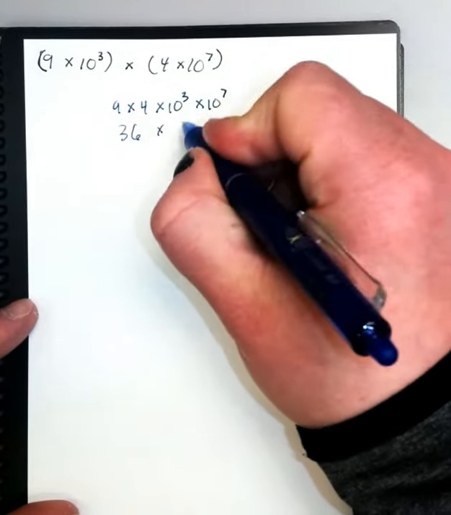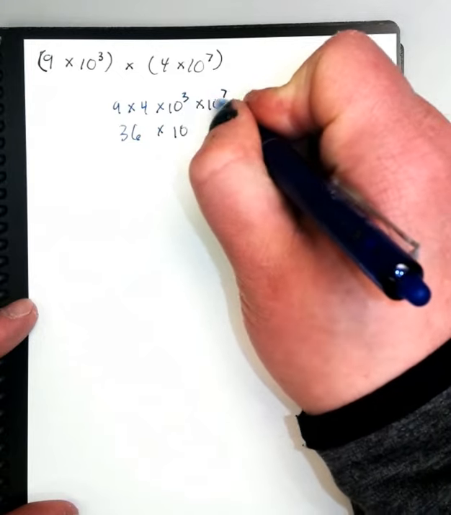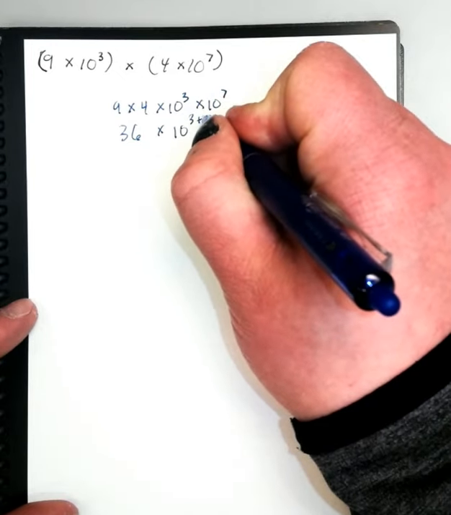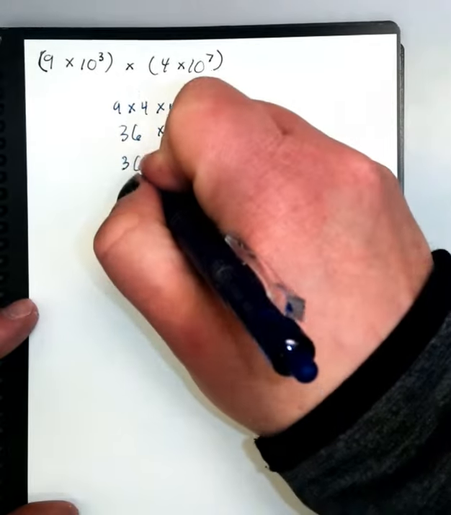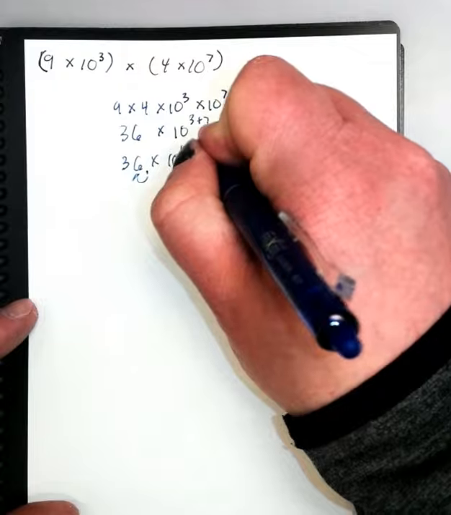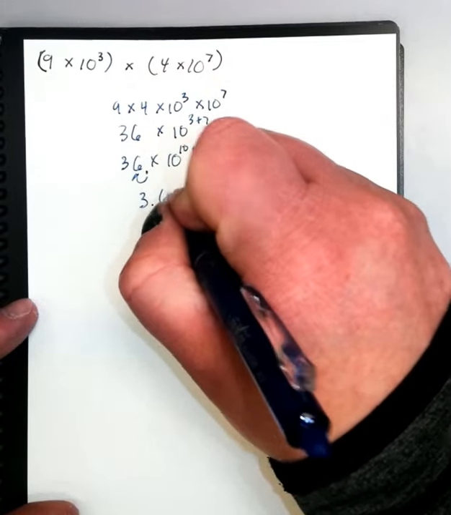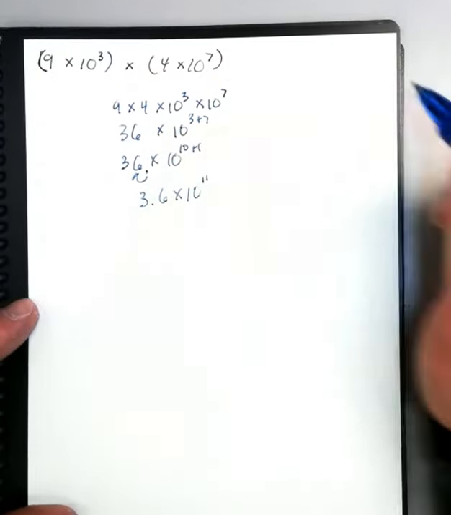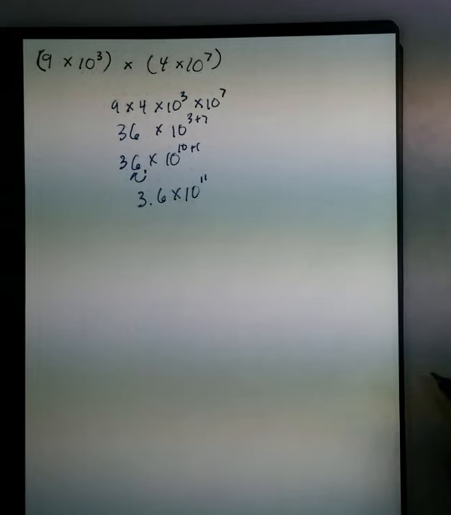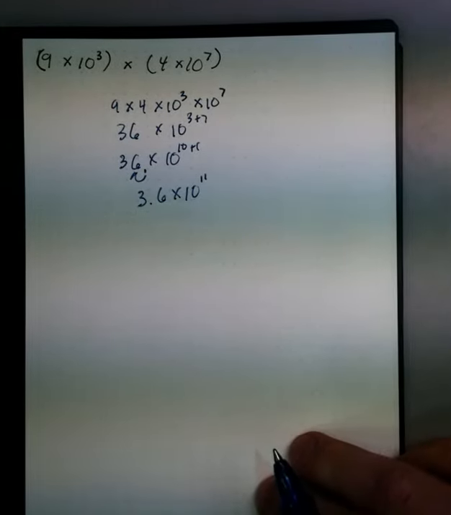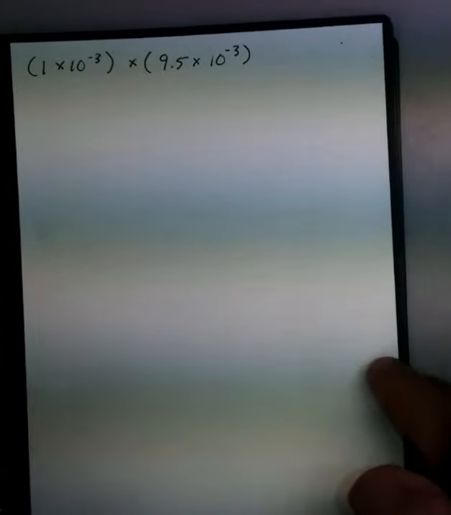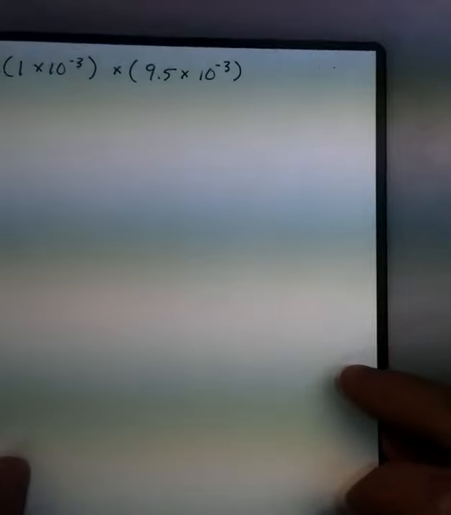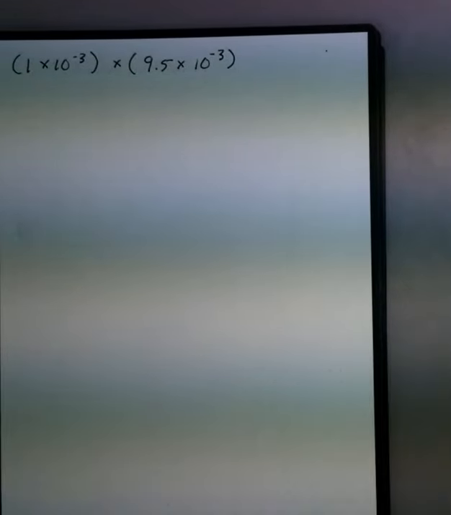9 times 4 is 36. 10 to the 3 plus 7 power is 10 to the 10th. But we have to move this decimal point one more place. 3.6 times 10 to the 11th. We have one more problem for you to try. Pause the video and attempt this one on your own.